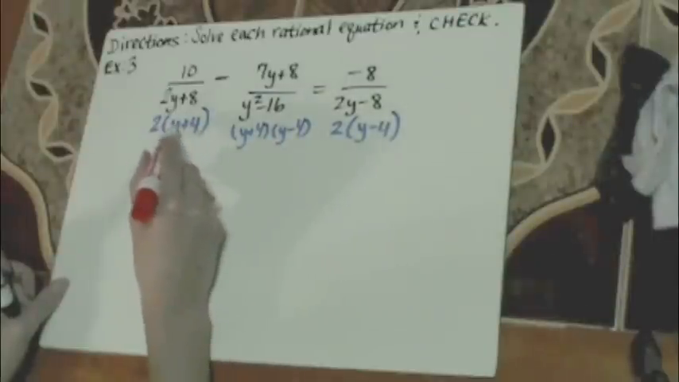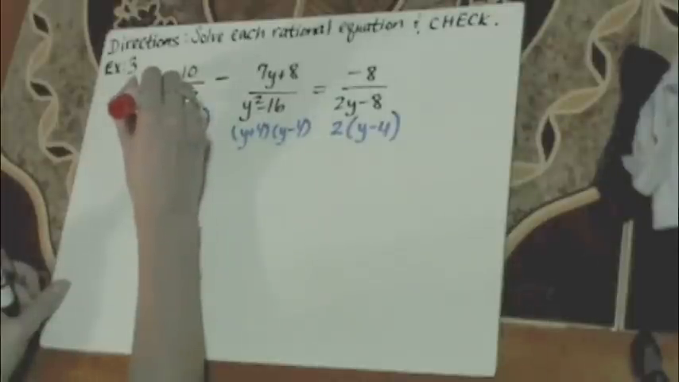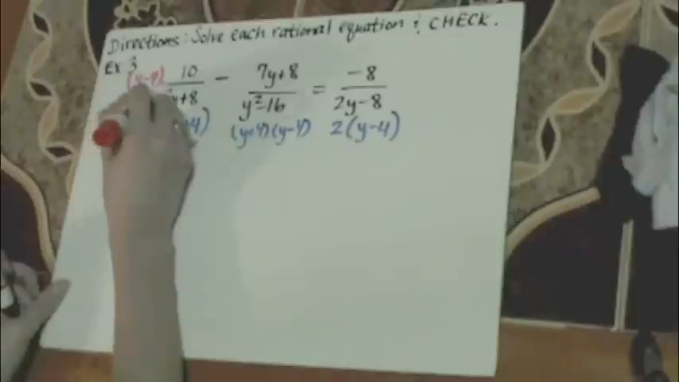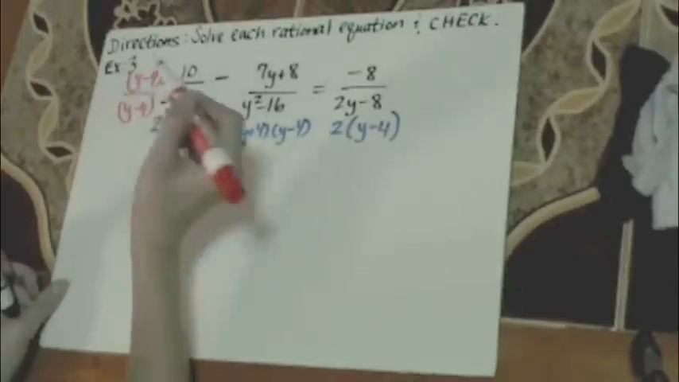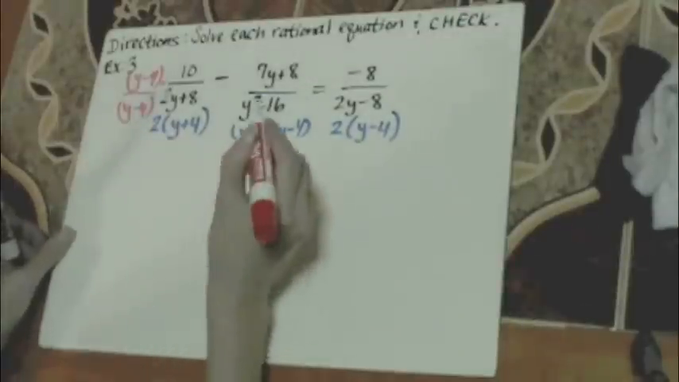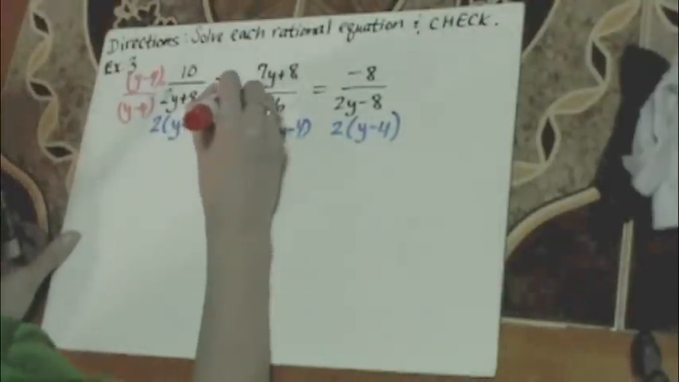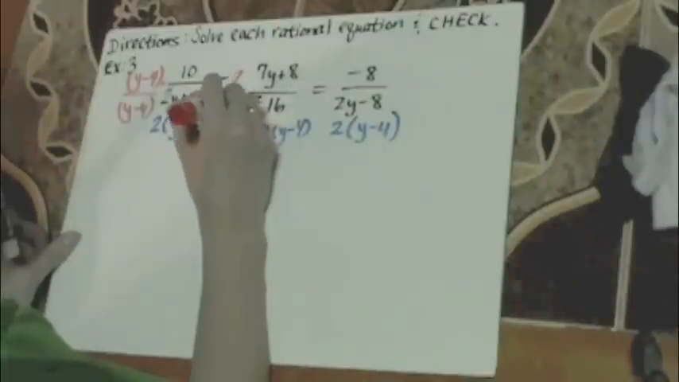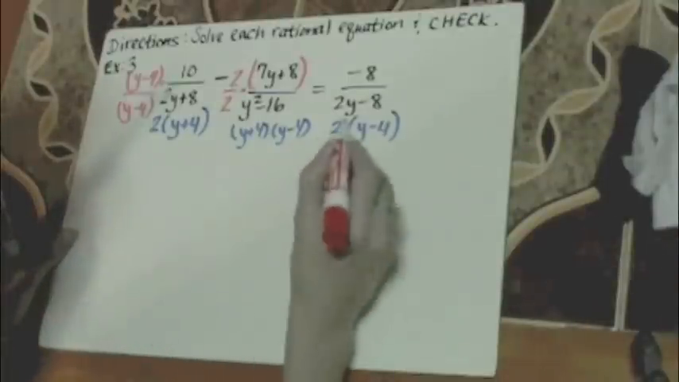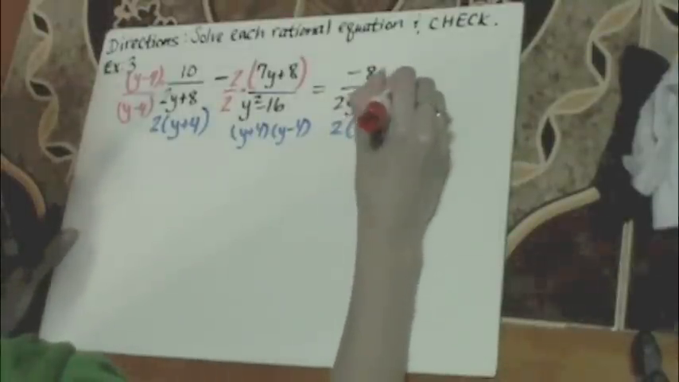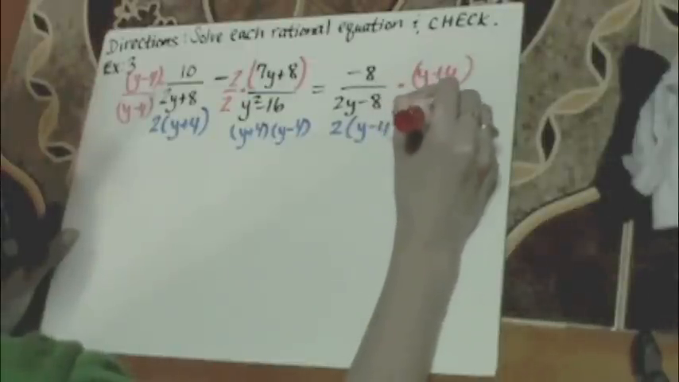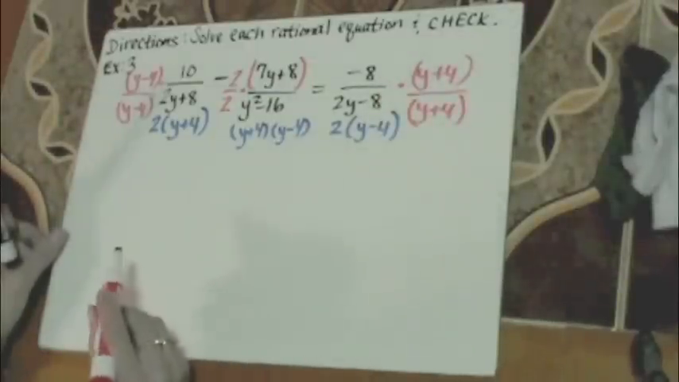So I am missing the y minus 4 here. So let me multiply this by that quantity, y minus 4, over y minus 4. And it's going to be with the blue. Then I am only missing the 2 here, so I'm actually going to put it right here. So multiply that by 2, and that's going to be in parentheses there. And then this, I am missing the quantity y plus 4 for this one to be a complete common denominator.